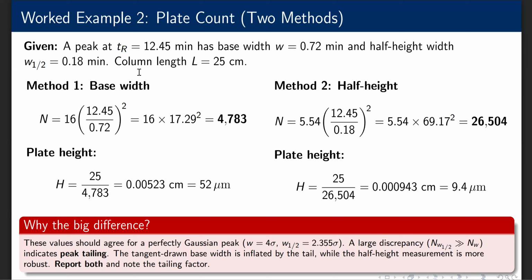In a real lab report, you must report both findings. If they disagree, calculate and report the tailing factor as well, and investigate the cause. It might be secondary silanol interactions, column degradation, or a mobile phase pH issue.